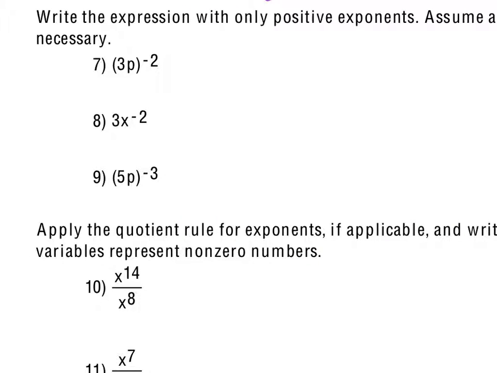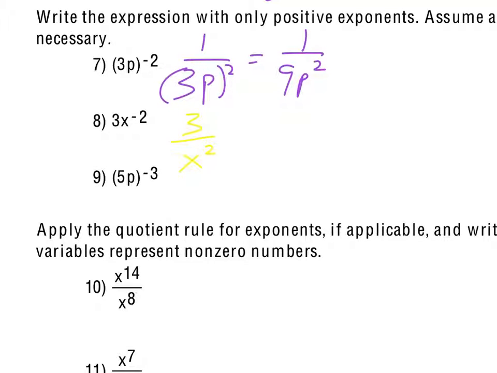For number 7 here, we are going to apply the negative exponent property. That'll drop the 3p squared down to the denominator. We will simplify that to get 1 over 9p squared. It's a little different than number 8, where the 3 will stay on top and the x will go to the denominator, so 3 over x squared.